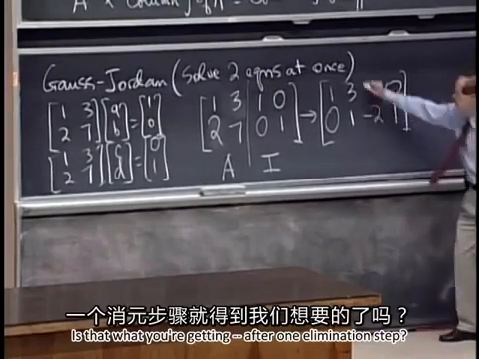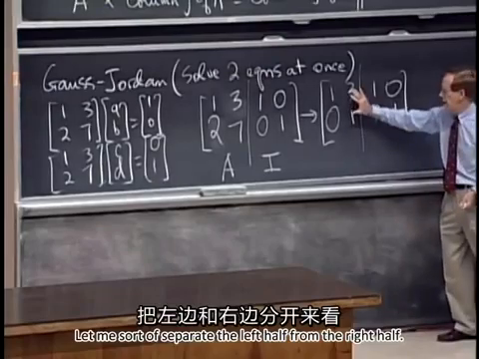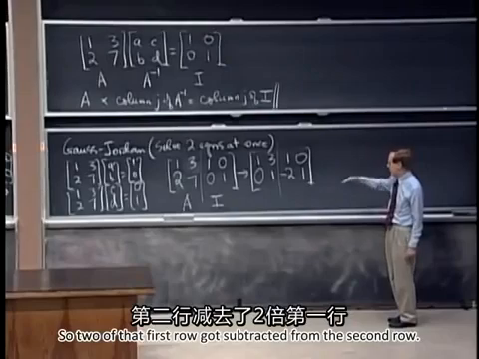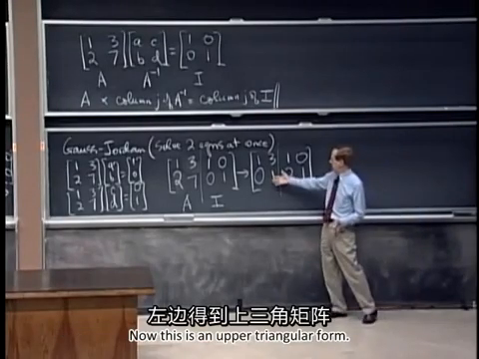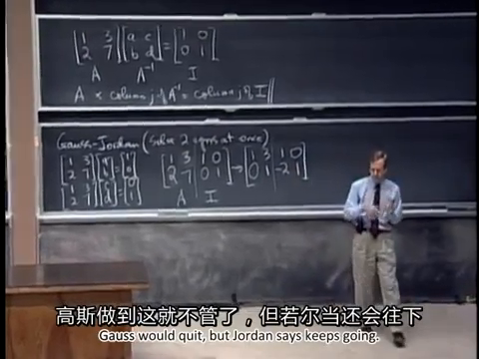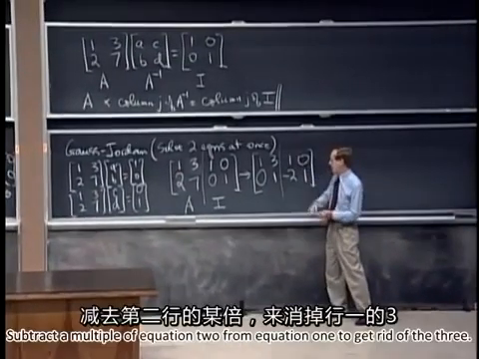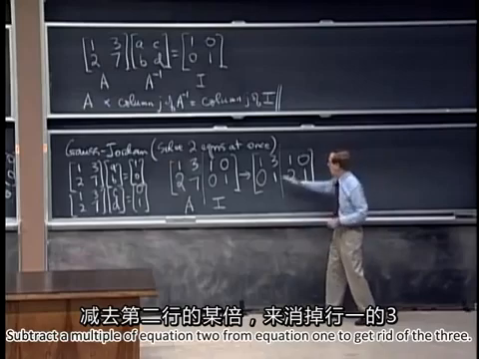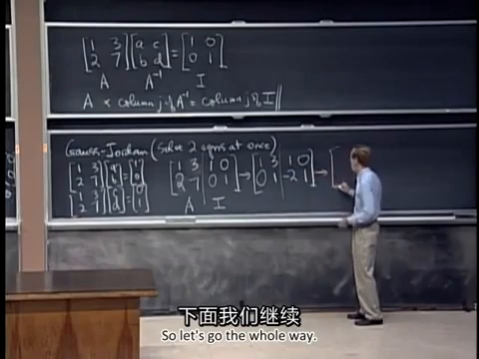After 1 elimination step, let me separate the left half from the right half. So 2 of that first row got subtracted from the second row. Now this is in upper triangular form. Gauss would quit, but Jordan says keep going. Use elimination upwards. Subtract a multiple of equation 2 from equation 1 to get rid of the 3. So let's go the whole way.